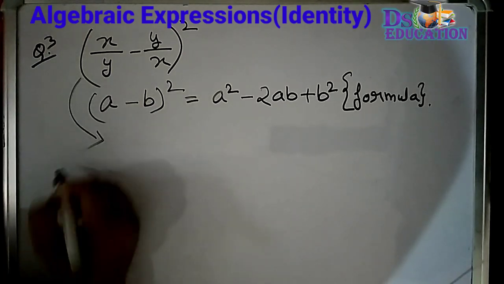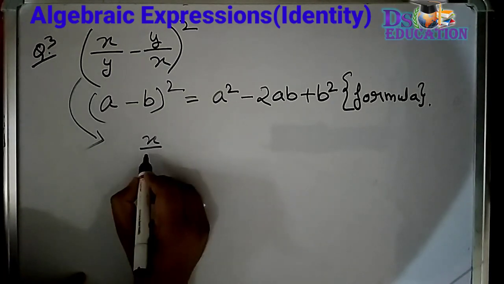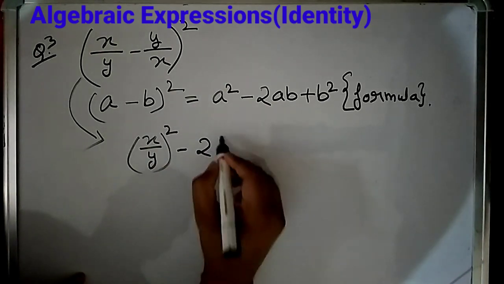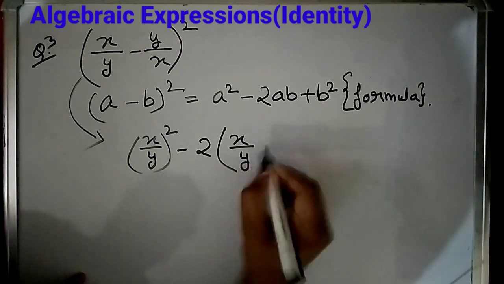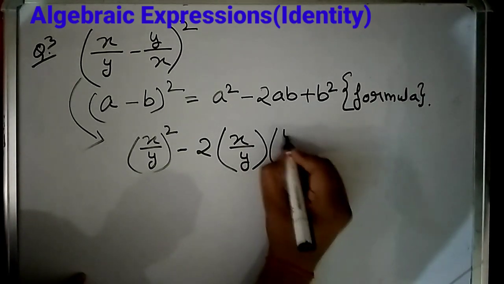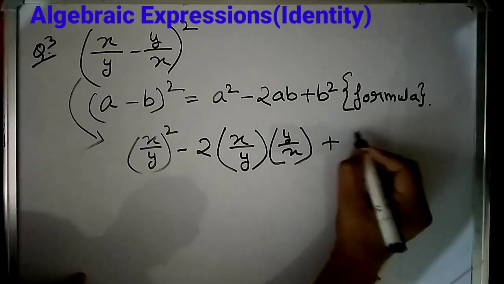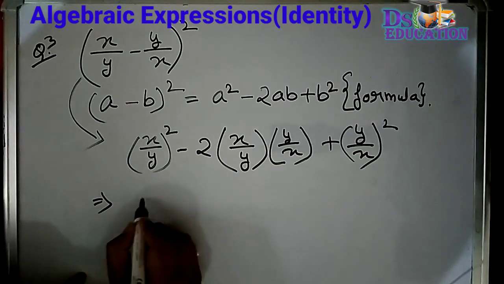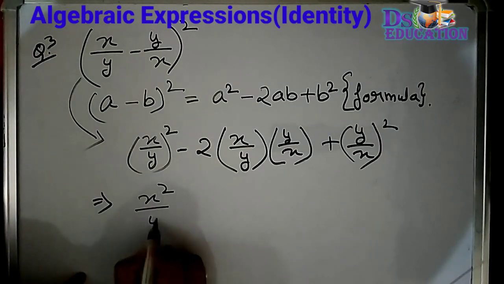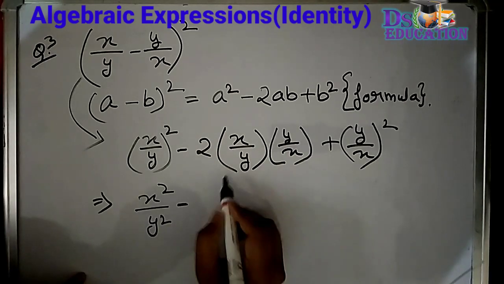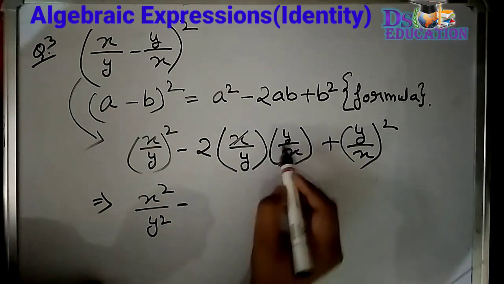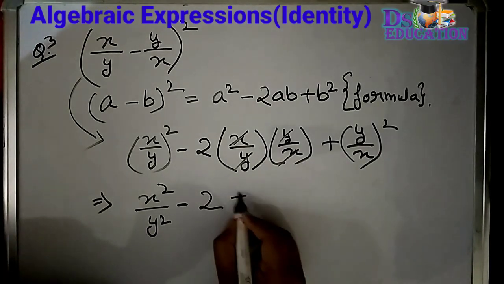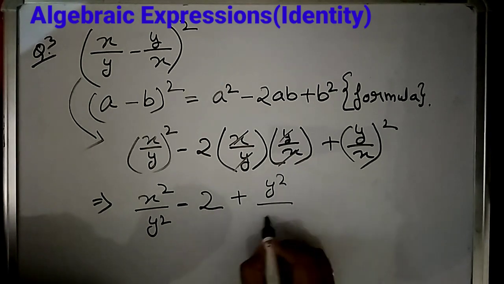Now again applying this over here, in place of a I will write x upon y. Minus 2(x upon y)(y upon x) plus (y upon x) whole square. So the question will become x square upon y square minus, now here x will cut with x and y will cut with y, so it will come completely as 2, plus y square upon x square.